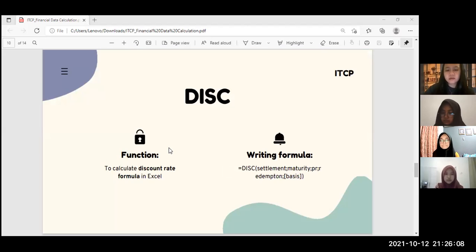The fourth formula is DISC. The function of the discount formula is to calculate the discount rate in Excel. The writing formula is equal sign, DISC, open bracket, settlement for the date of settlement of the security, separator, maturity for the maturity date of the security, separator, PR for the price of the security per $100 face value, separator, redemption for the redemption value of the security per $100 face value, and we can use the basis for the optional, which is the day count basis.